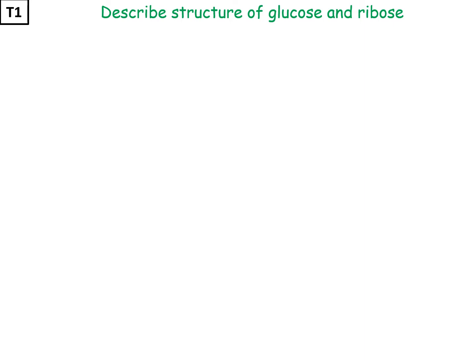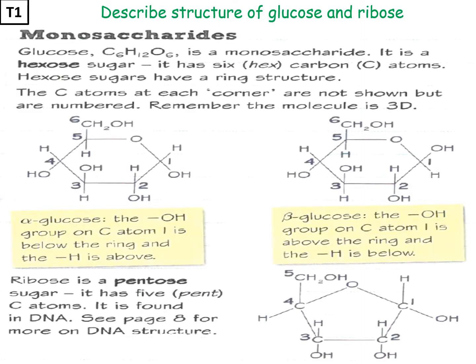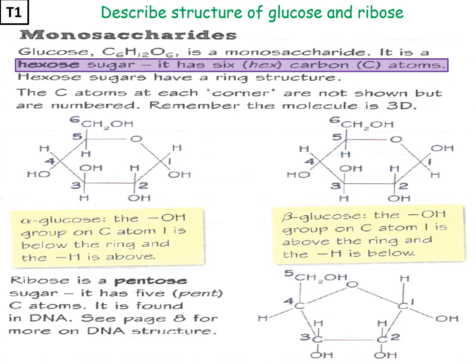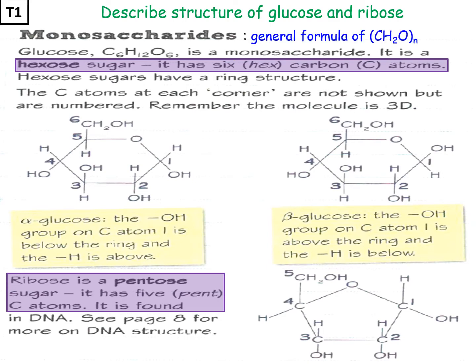Describe the structure of glucose and ribose. These are both types of monosaccharides. Glucose is a hexose sugar because it contains 6 carbon atoms, whereas ribose is a pentose sugar because it contains 5 carbon atoms. The general formula of a monosaccharide is CH2O, with n number of carbon atoms.